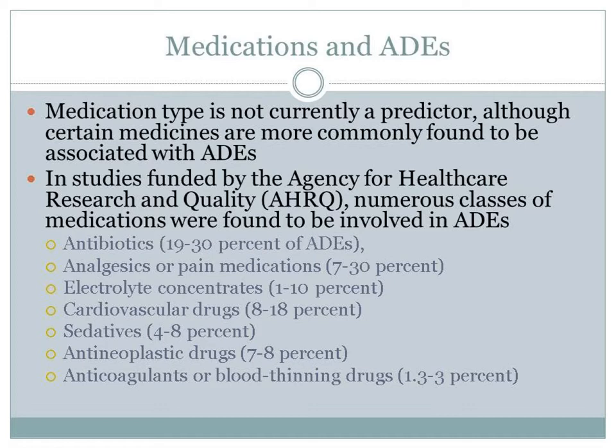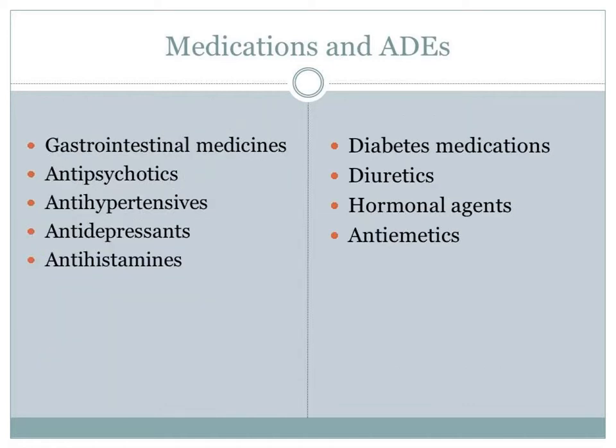And I'm going to list some medications in the next two slides that are commonly associated with adverse drug events. The exact type is not always a predictor, although some certain medications tend to occur more often to cause harm. So antibiotics, analgesics, cardiovascular drugs, sometimes the anticoagulants and cancer drugs can cause some harm. Another list here are the GI meds, antipsychotics, diuretics, antiemetics. They can all cause significant harm to patients who receive these medicines.